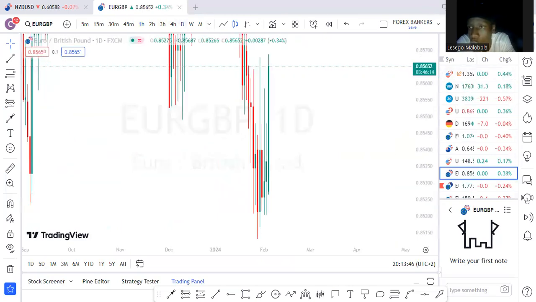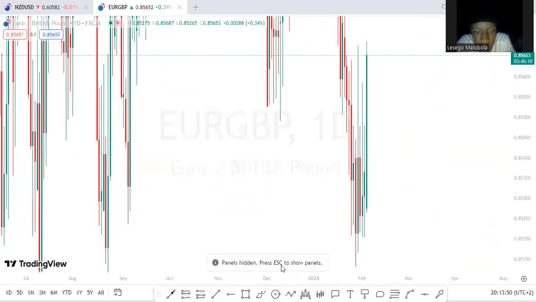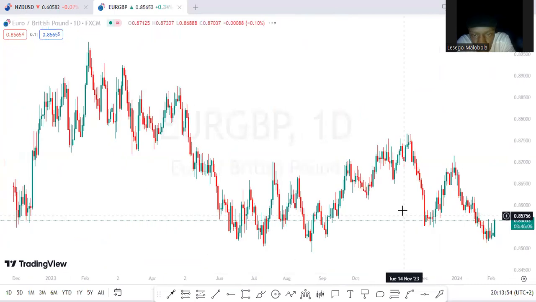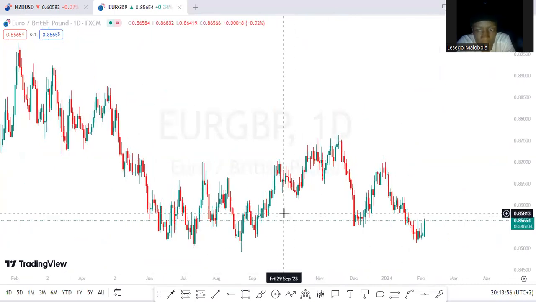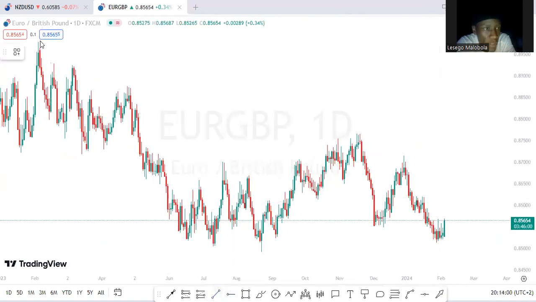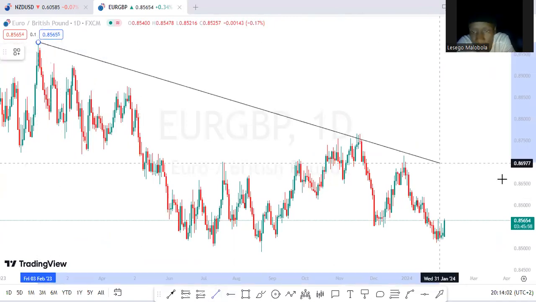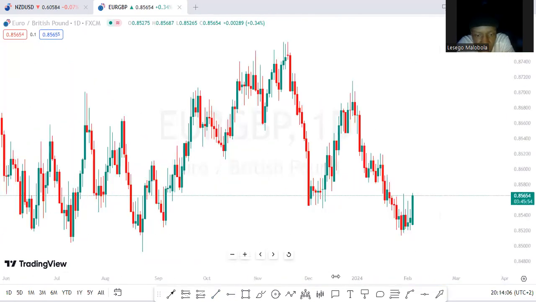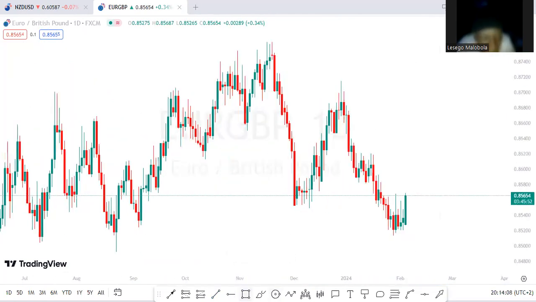This is Euro GBP, guys, and as you know, we always start our analysis on the daily time frame. Zoom out at least a bit. There isn't really much for me to add on the daily time frame. You can see I can try to put a trend line here, but it's quite far from our current market price, all right? So I'm just gonna look at these levels here.